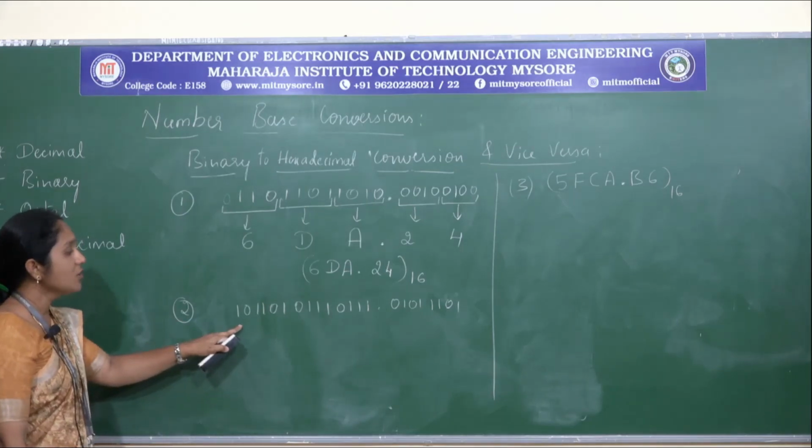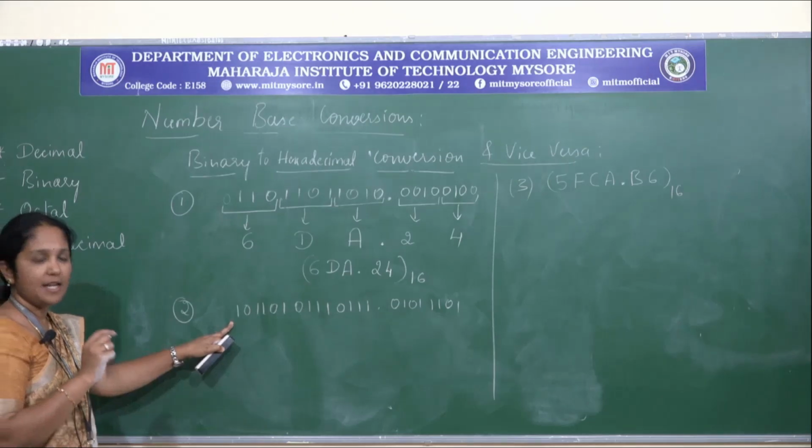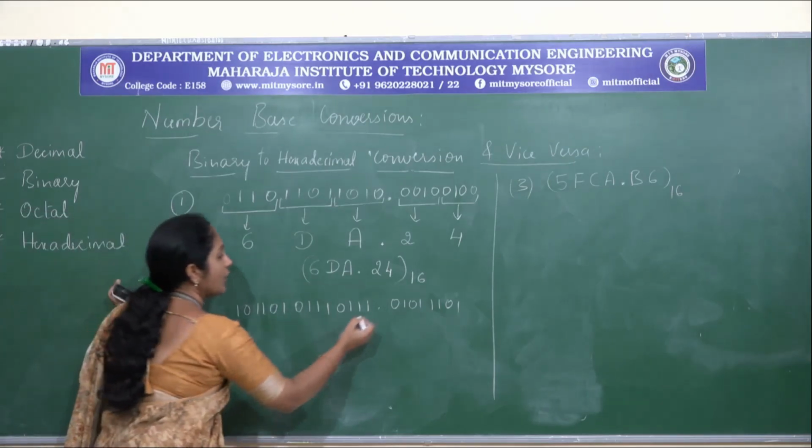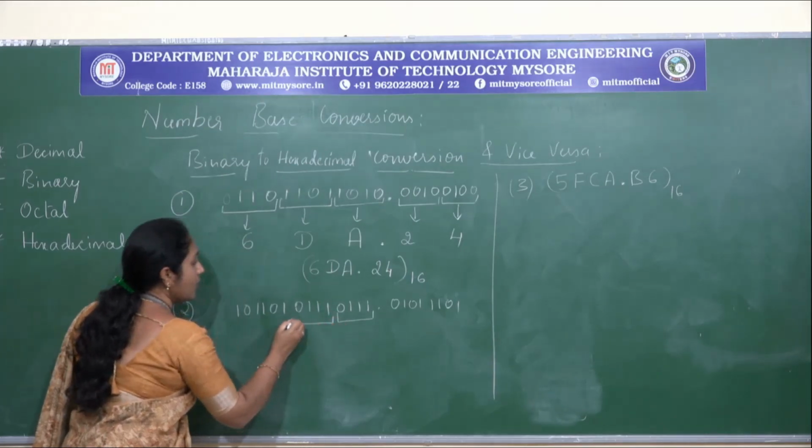Next, what do we have? Next we have another sequence given in binary. Let us see and understand how to convert this. Again we need to make groups of 4.